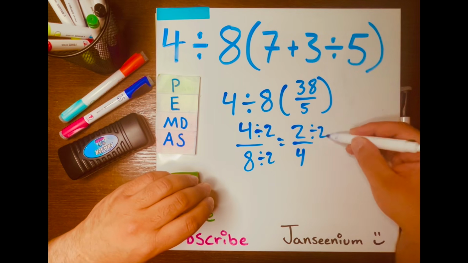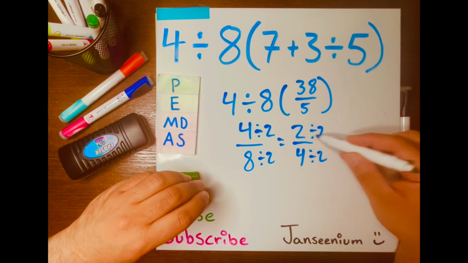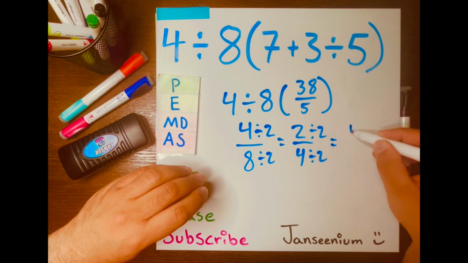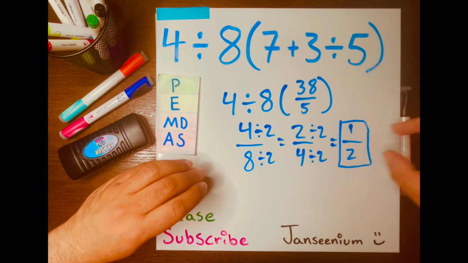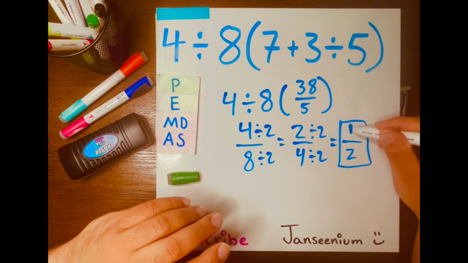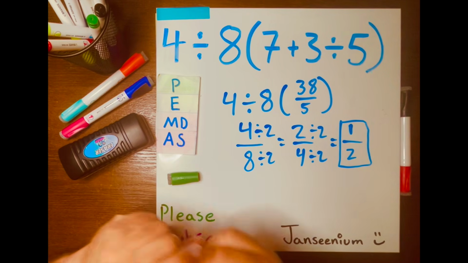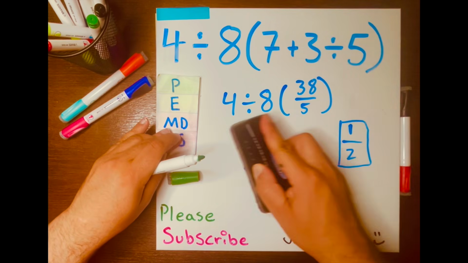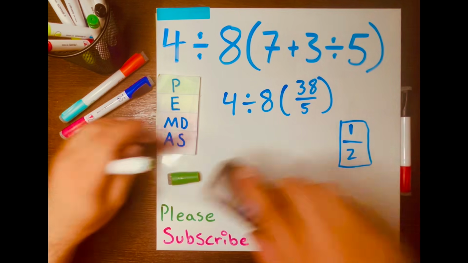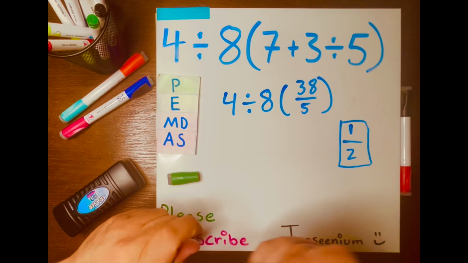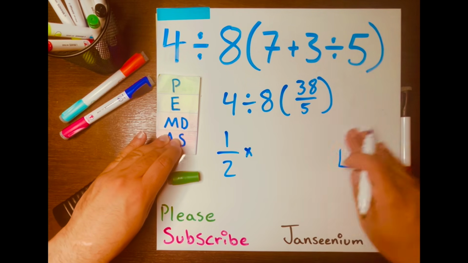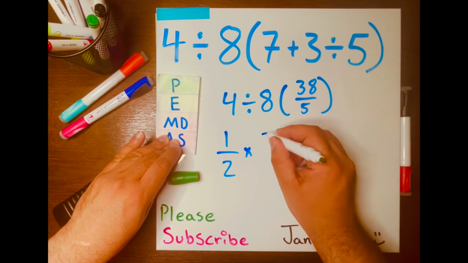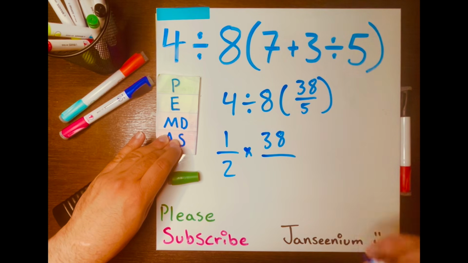And then we continue to half them. So 2 divided by 2 is 1. And 4 divided by 2 is 2. And that's it. You can't break this down further. 1 over 2 it is. And we are going to erase this for space and write 1 over 2 times 38 over 5.